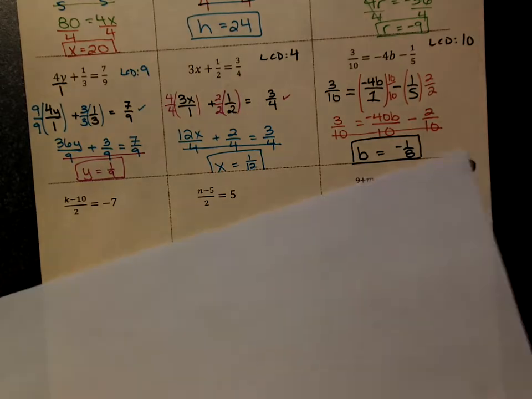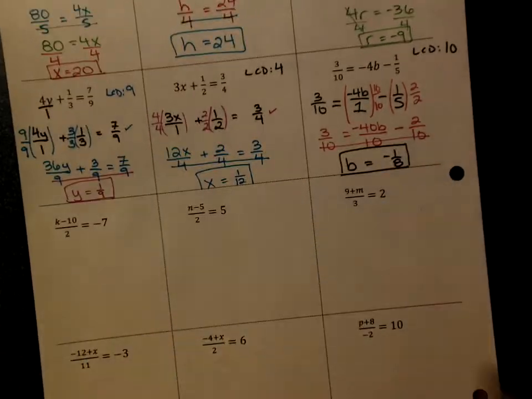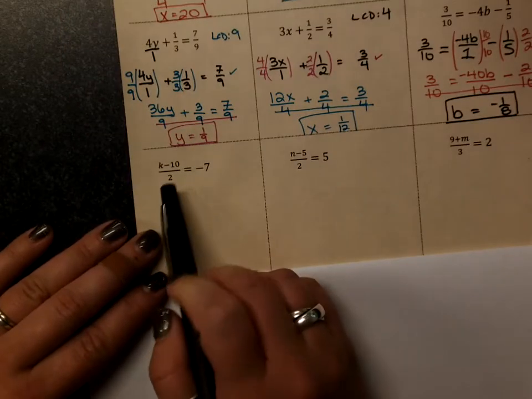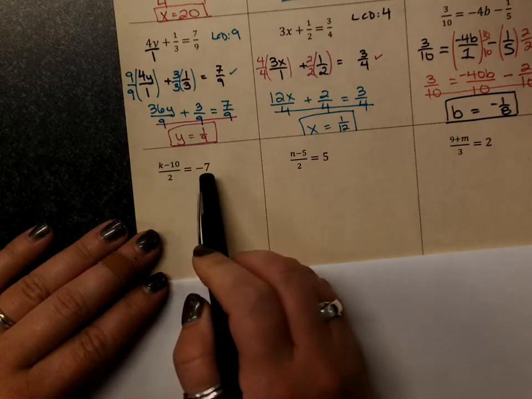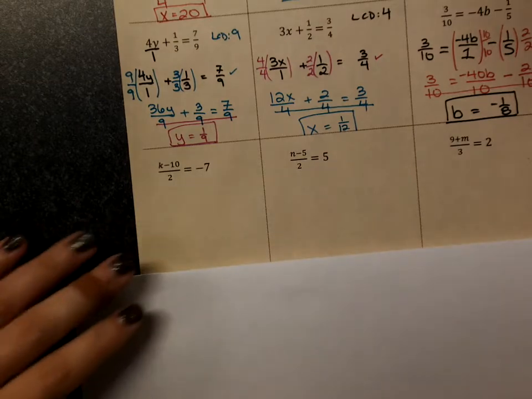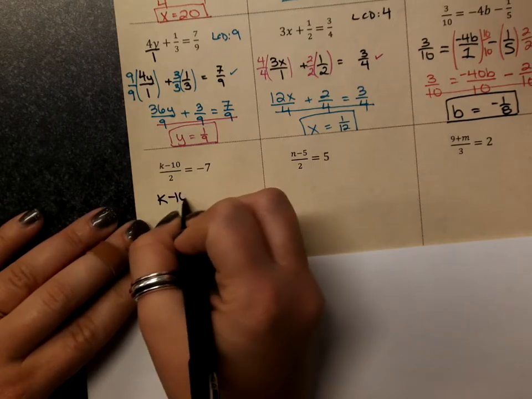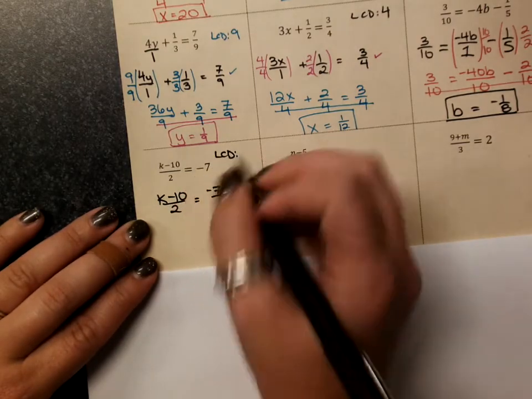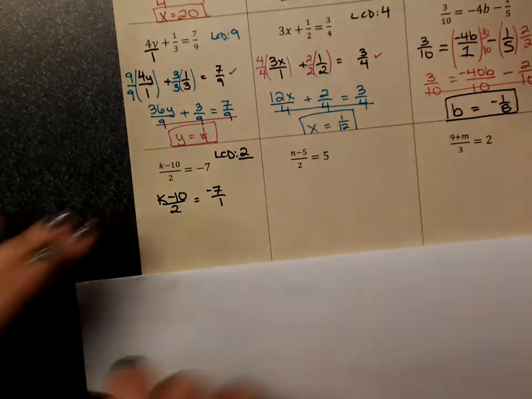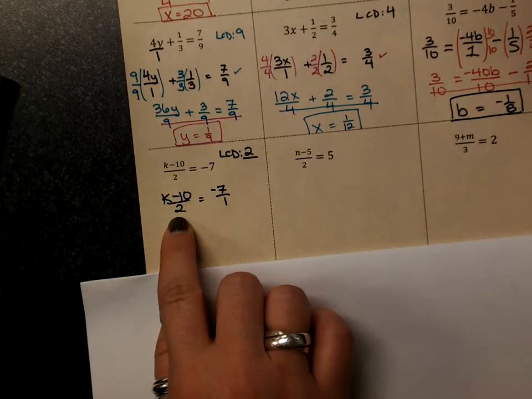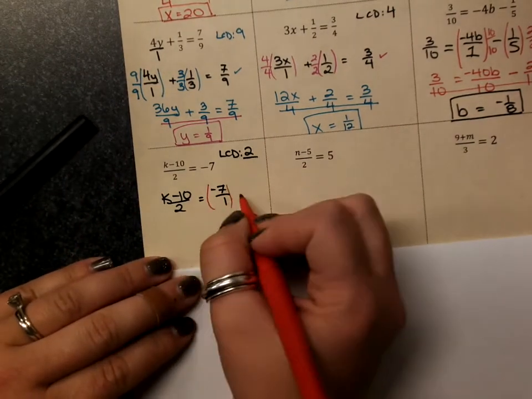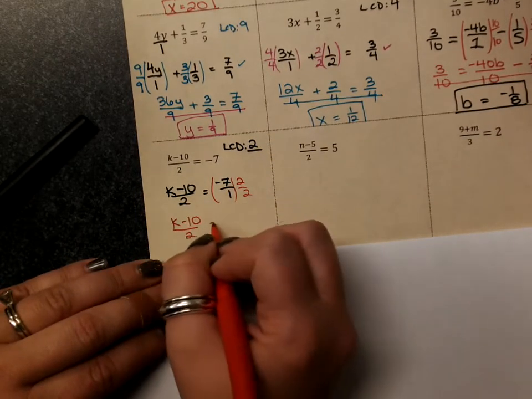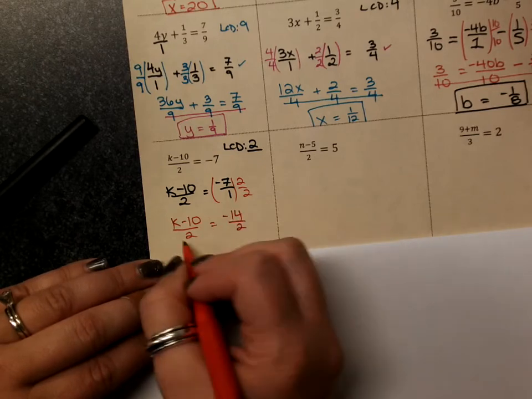Alright, the next set looks a little different as well. We've got a little more complicated numerator, but it's still a fraction: k minus 10 all over 2 equals negative 7 over 1. Same idea, k minus 10 over 2, negative 7, we're going to put it over 1. The LCD between 2 and 1 is 2. So we don't have to mess with this one, it's already over 2. We're going to multiply this one by 2 over 2. That makes k minus 10 over 2 equals negative 14 over 2.